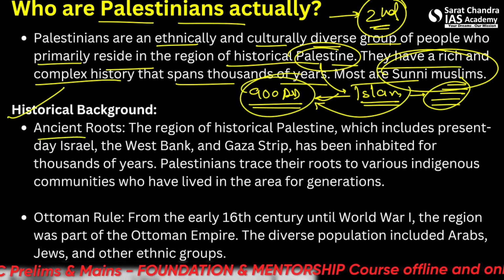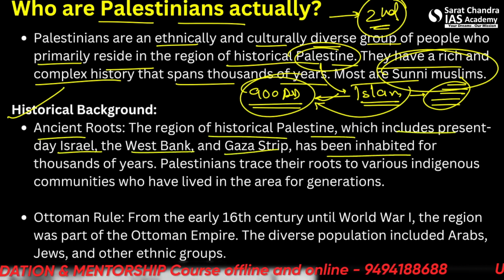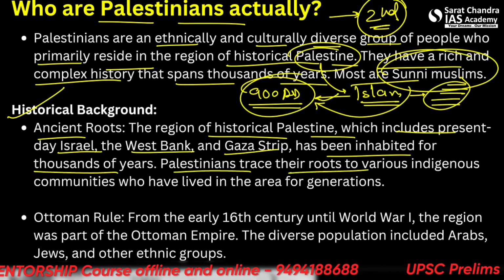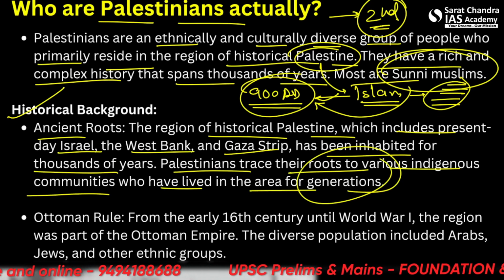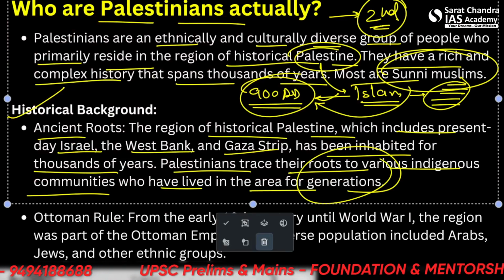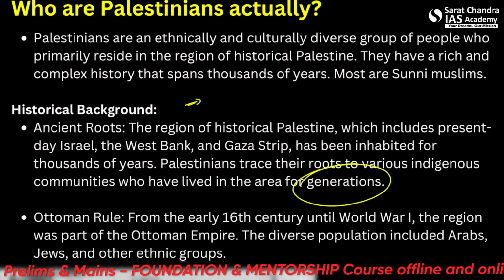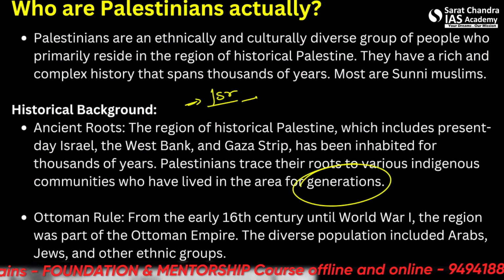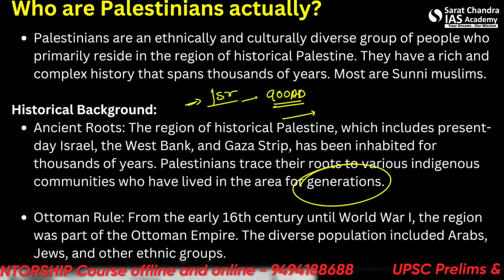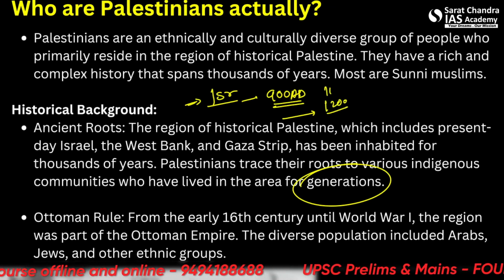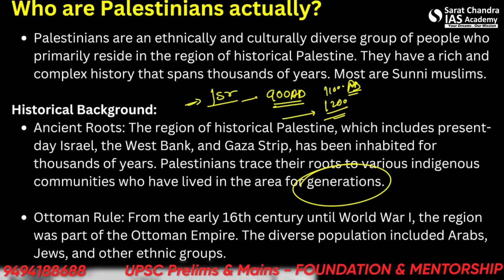In ancient books, the region of historical Palestine, which includes present-day Israel, the West Bank, and the Gaza Strip, has been inhabited for thousands of years. Palestinians trace their roots to various indigenous communities who have lived in the area for generations. These indigenous communities were possibly attacked and converted into Islamic populations when the attacks happened on Israel in and around 900 AD. That was the same time when Mahmud Ghazni etc. came into India around 1000 AD, and tried to convert the Indian population, and various invasions took place.